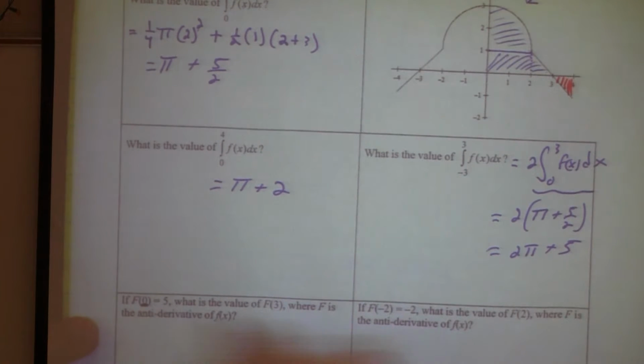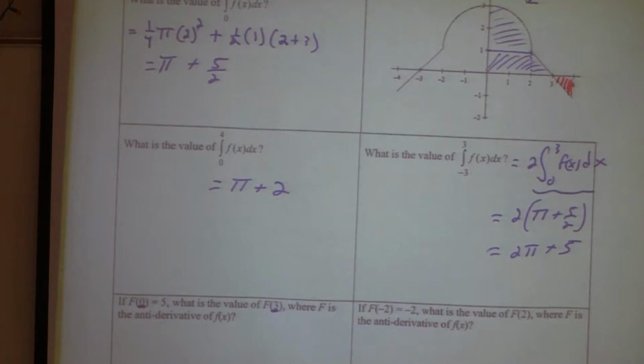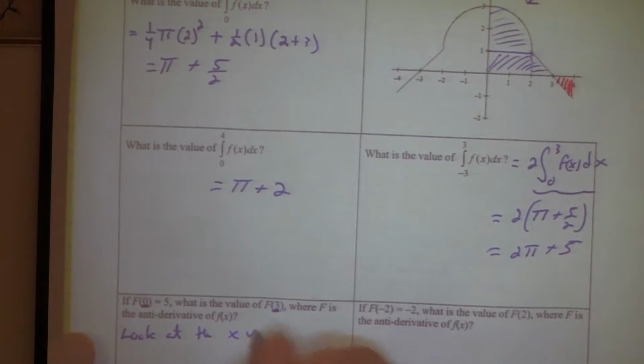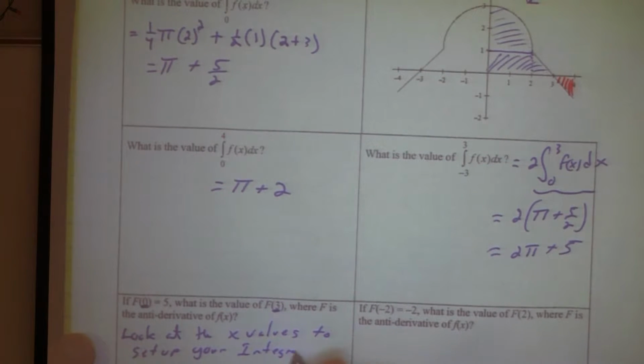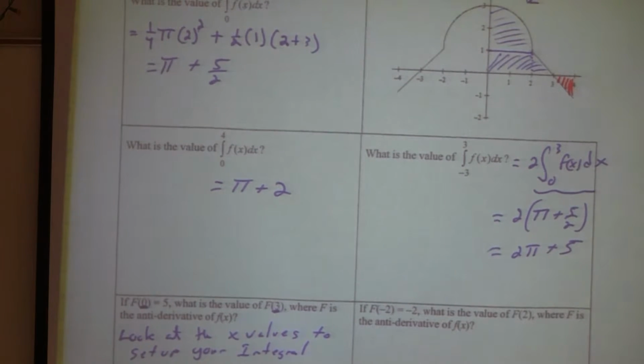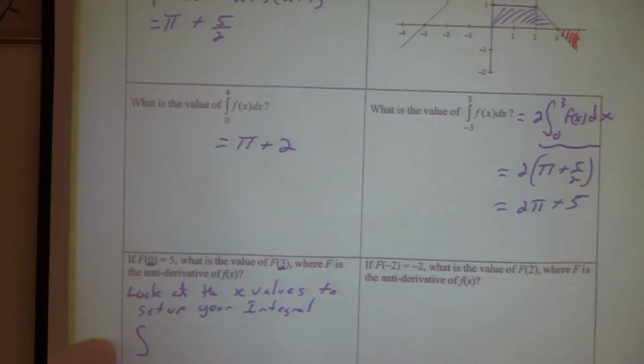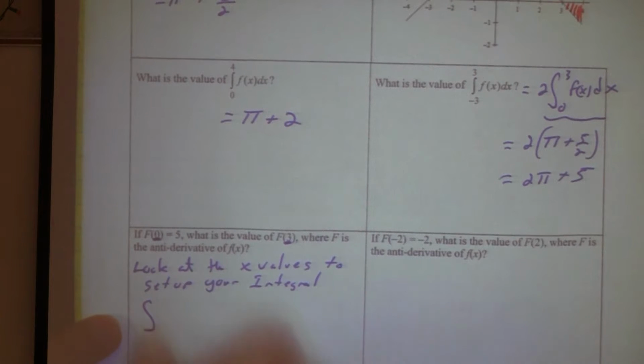So when you're working these problems out where they're describing the antiderivative to you, you need to pay attention to those x values. So look at the x values to set up your integral. So I'm looking at an integral from where to where? From 0 to 3, it's always the smaller one to the bigger one.